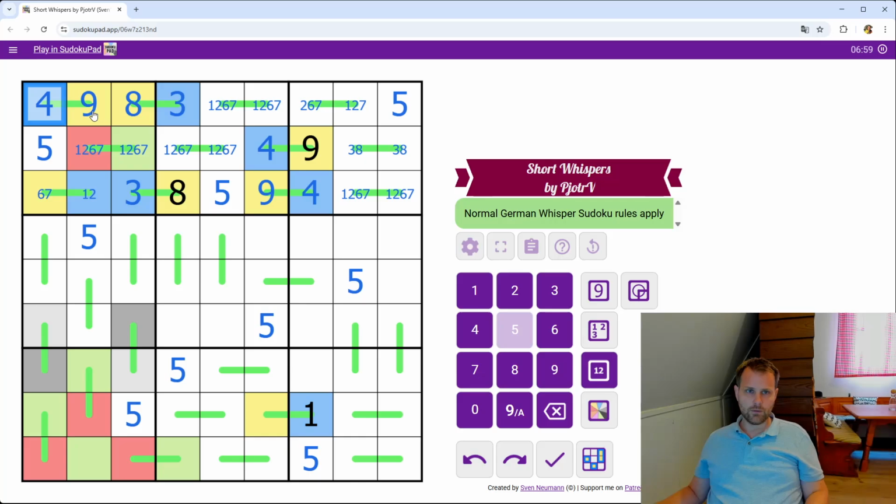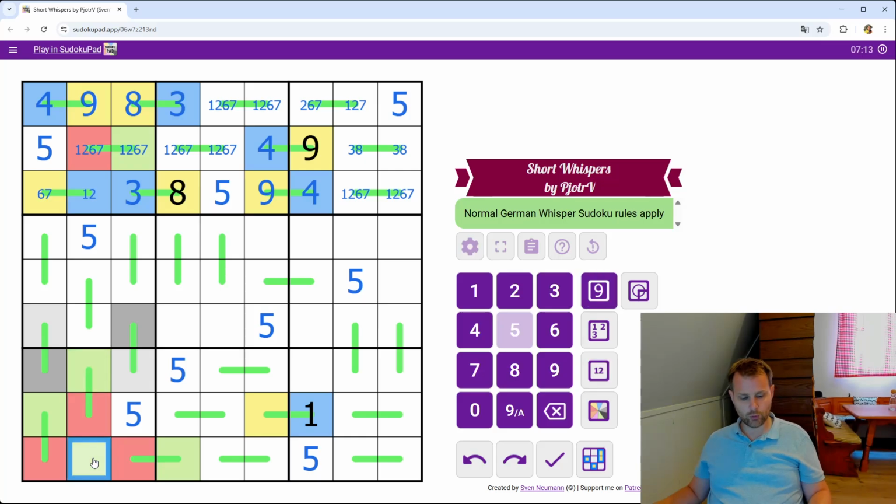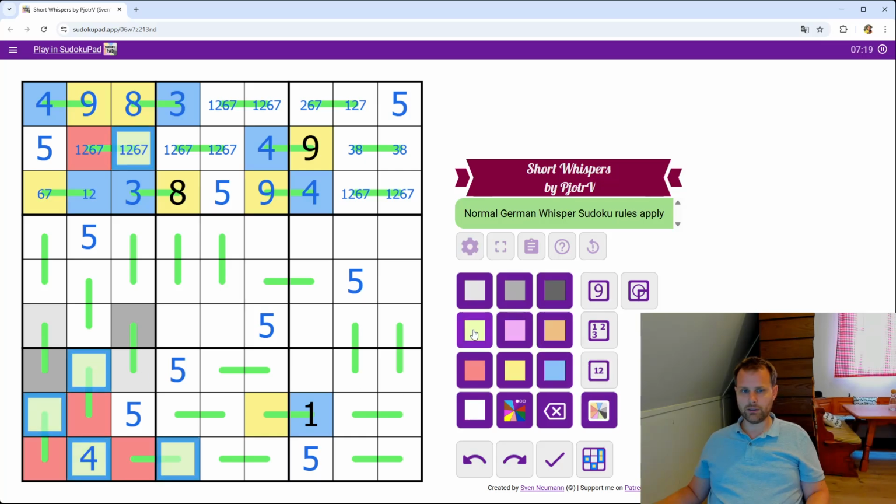Yeah, so where does the 4 go in this column? Well, it's not here, it's not here. It can't be in here, because then the 9 must be put next to it. Same with this, so the 4 must go there. So we now also know that green is blue and red is yellow.